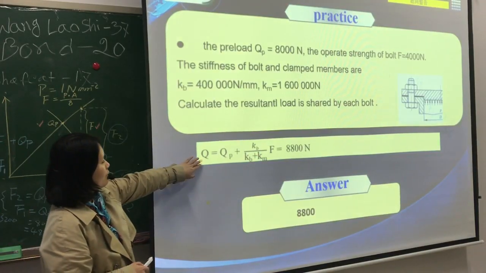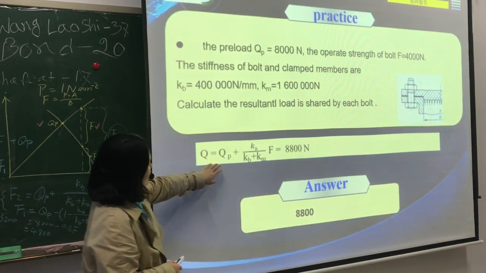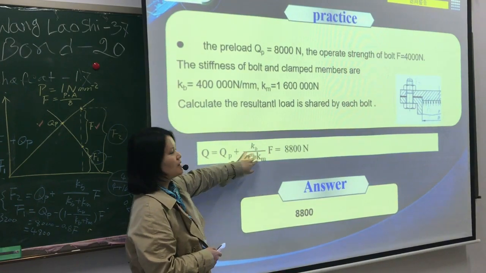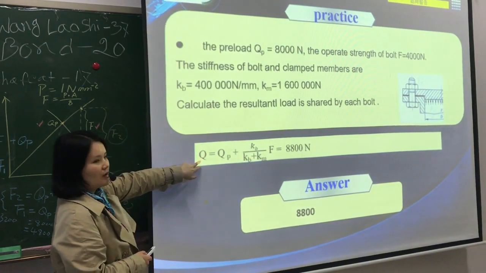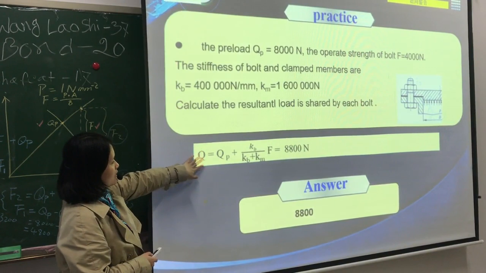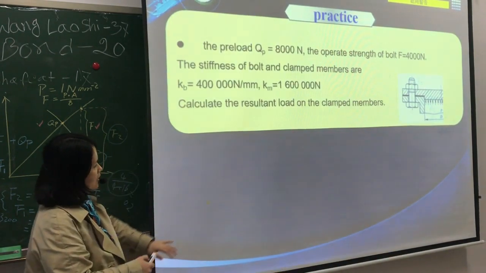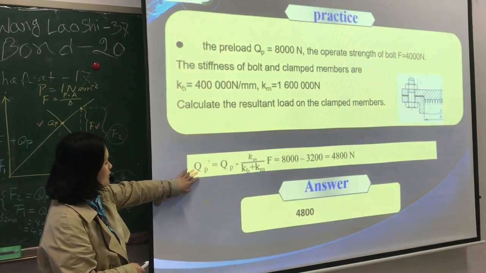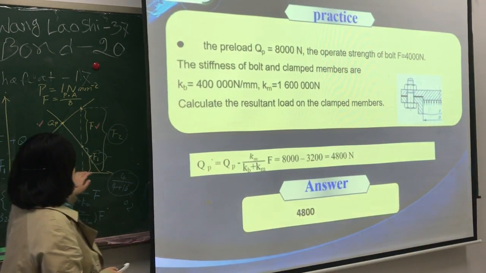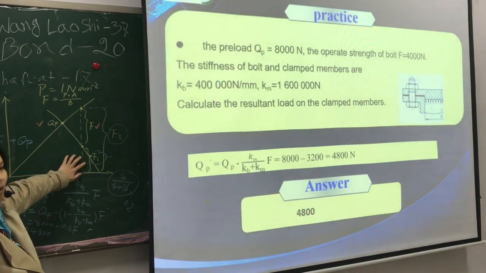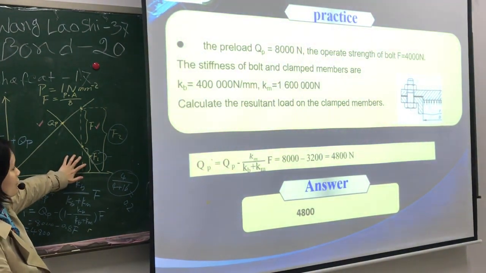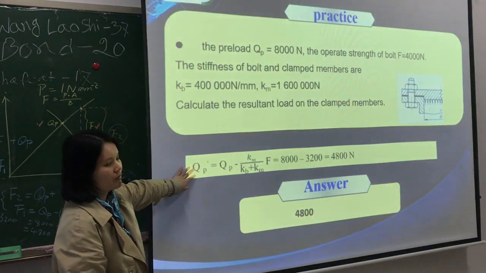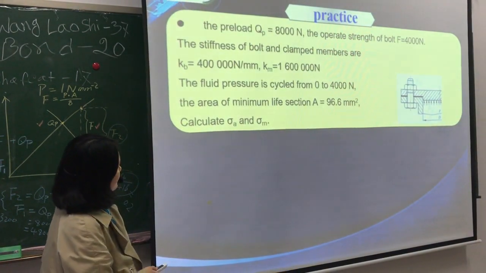The resultant force of the bolt is QP plus this. Okay, this is the calculation equations for the resultant force of the bolt, and this is the equation for the preload, or the resultant force of the members. Use this calculation.